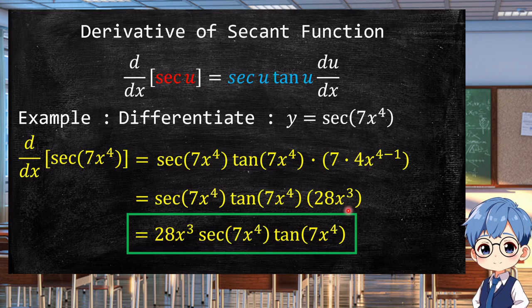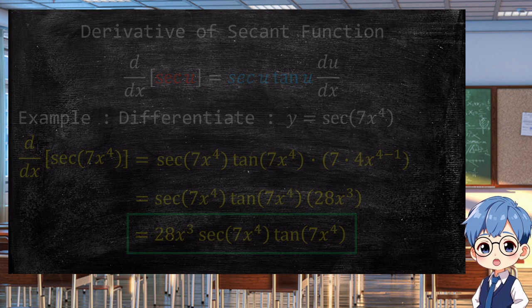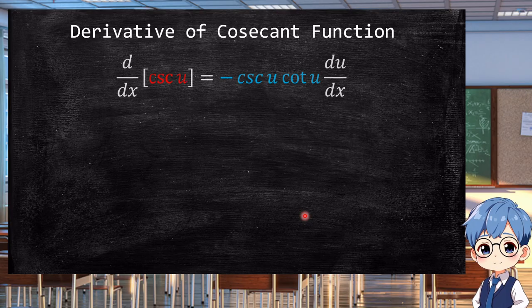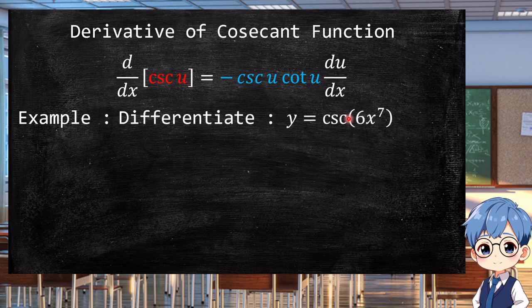Let's have the last formula. So for the last, we have, of course, the derivative of cosecant. Observe that this is very similar to the derivative of secant. So we have a pairing again. So the derivative of cosecant u is just negative cosecant u cotangent u times the derivative of u with respect to x. Example, differentiate y equals cosecant of 6x to the power of 7.